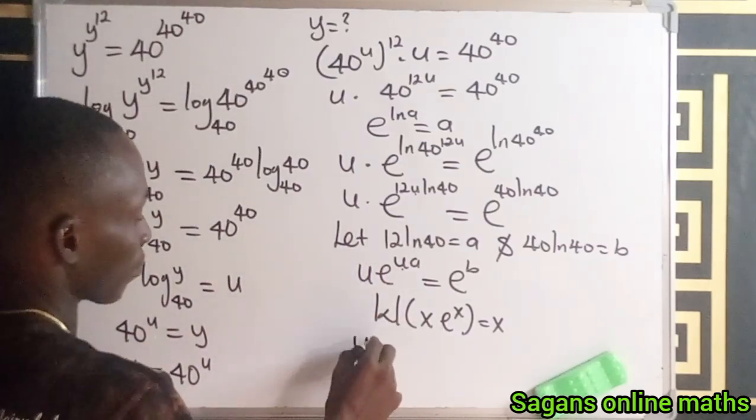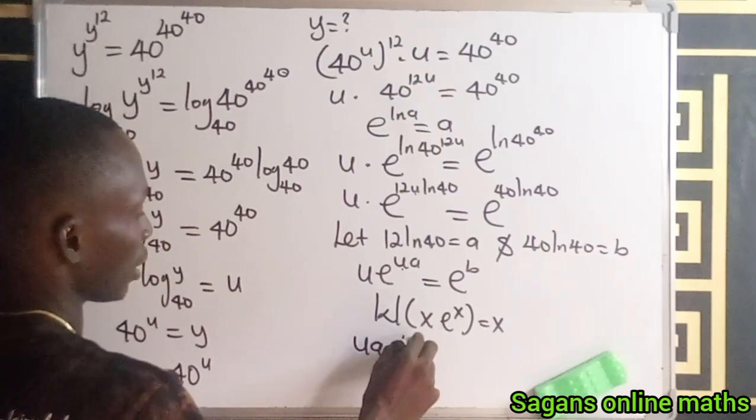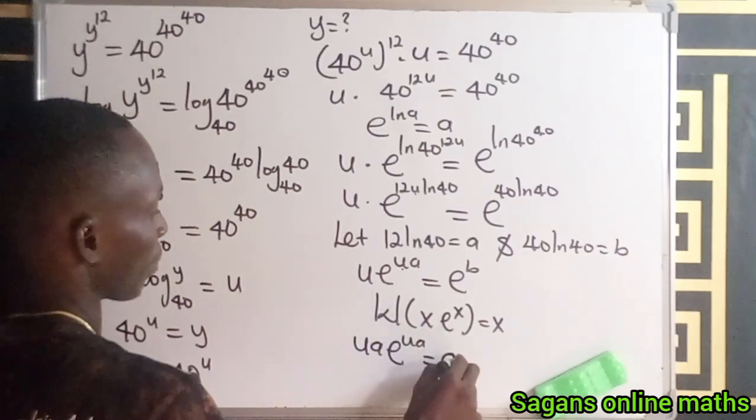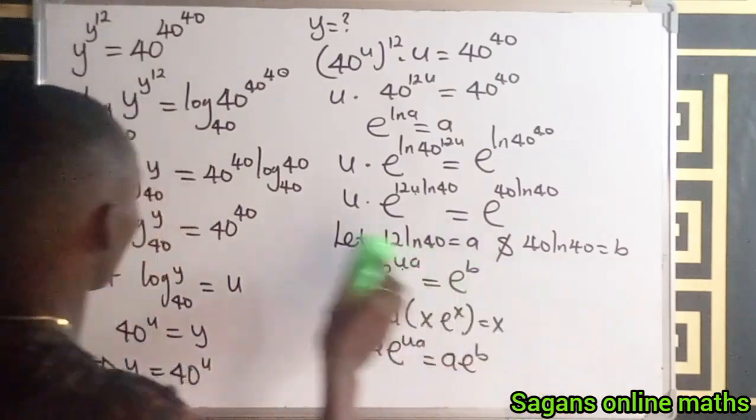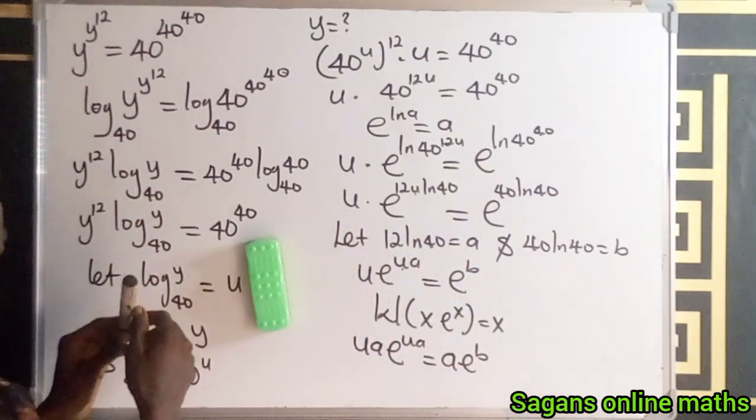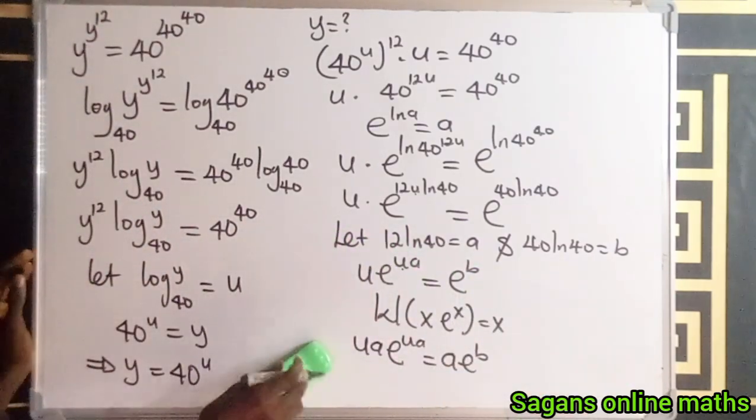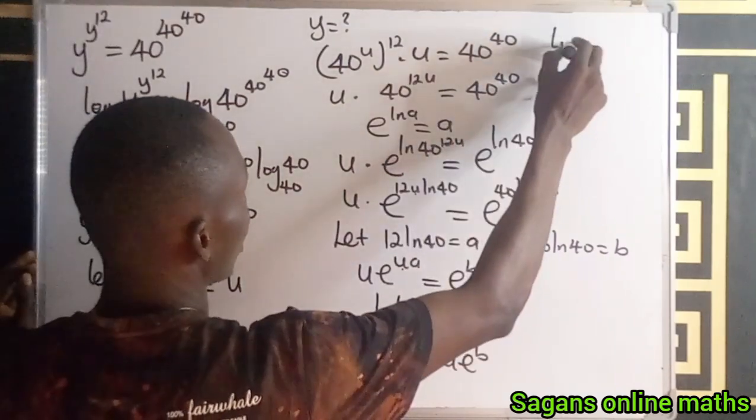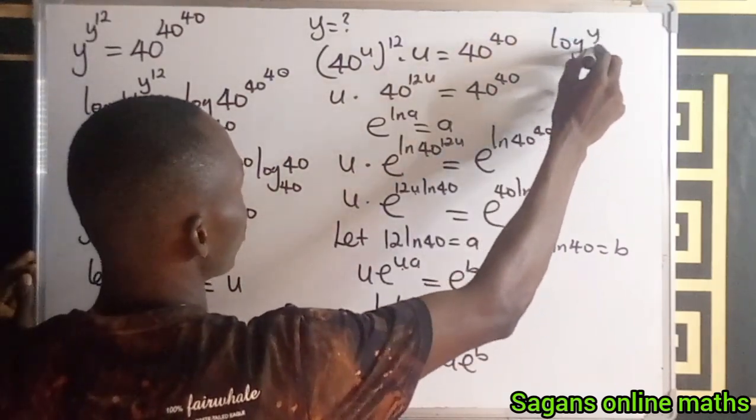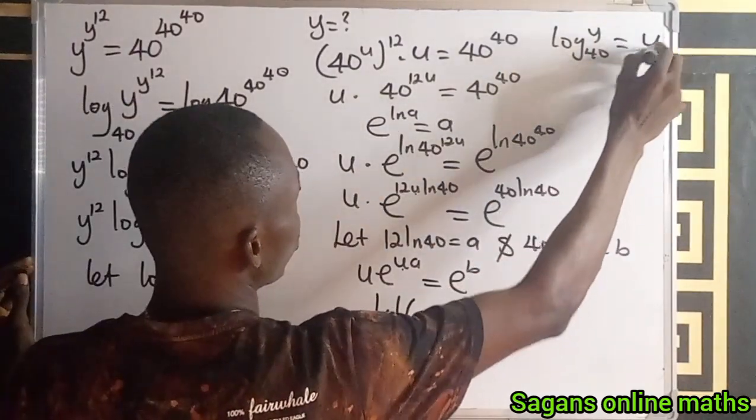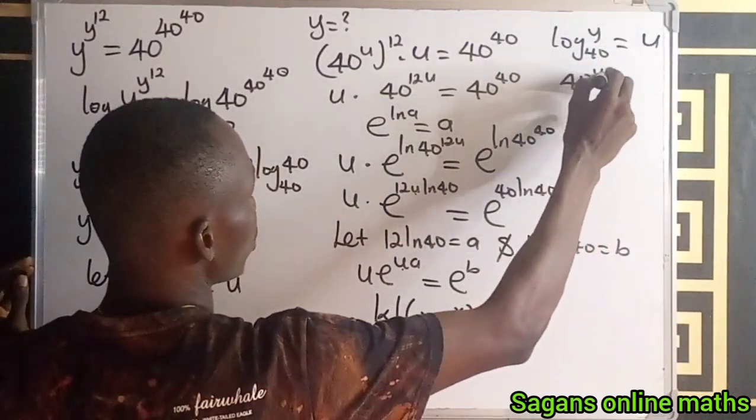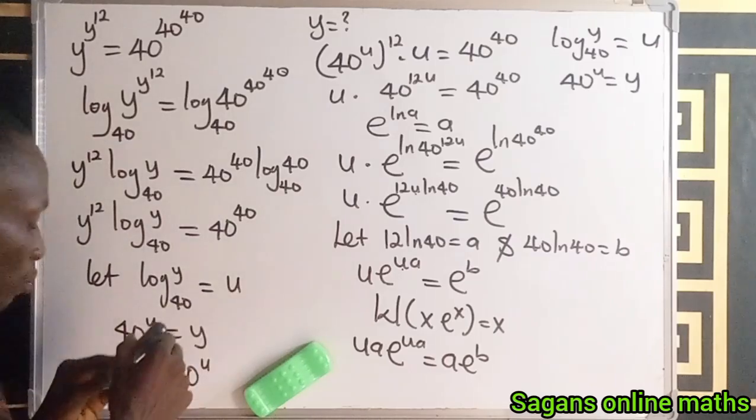So that UA multiplied by e to the power UA is equal to A multiplied by e to the power B. Now here I can take the Lambert W function of both sides. But before that, let's observe something very interesting. log y base 40 is equal to u. So that means 40 to the power of u is equal to y. That's what I have to take note of.